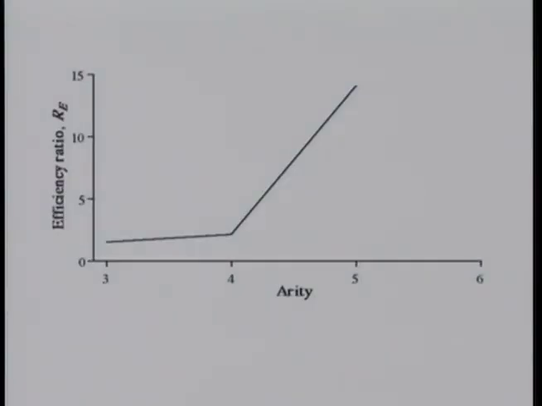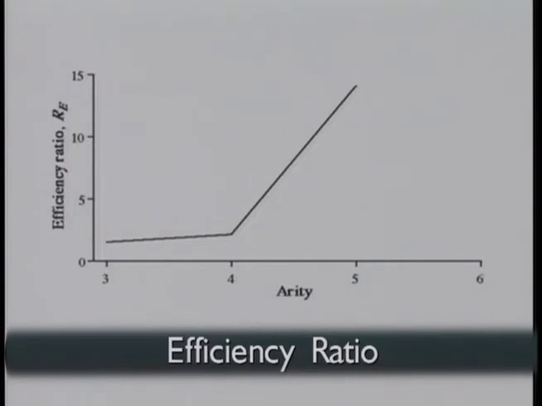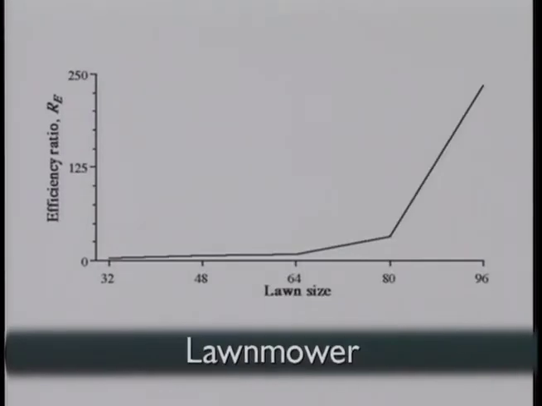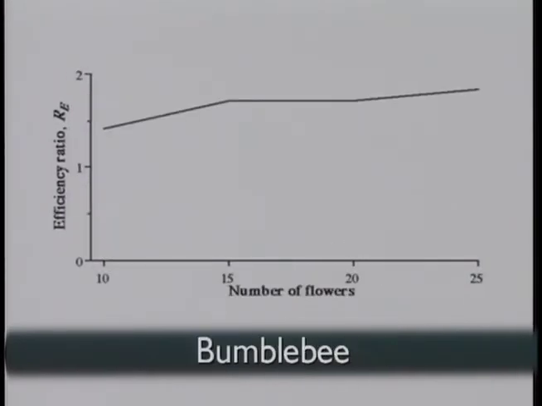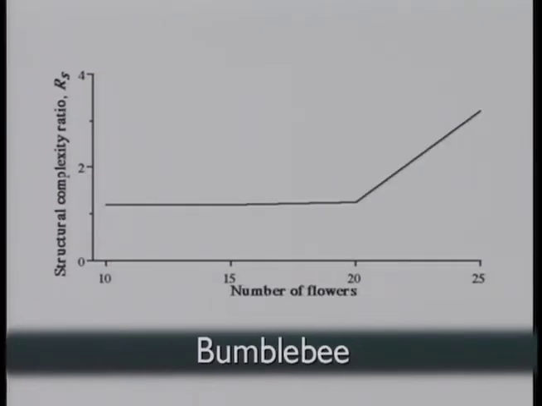The efficiency ratios and structural complexity ratios provide another way to look at the data that we have accumulated for the three problems for which a progression of scaled-up versions have been studied. The efficiency ratio is the ratio of the computational effort without ADFs to the computational effort with ADFs. As can be seen, the efficiency ratio increases with problem size for the parity problems, the lawnmower problems, and the Bumblebee problems. The structural complexity ratio is the ratio of the structural complexity without ADFs to the structural complexity with ADFs. As can be seen, the structural complexity ratio increases with problem size for the parity problems, the lawnmower problems, and the Bumblebee problems.